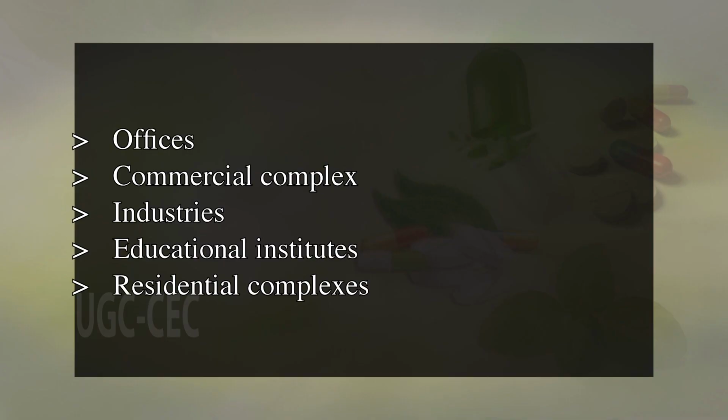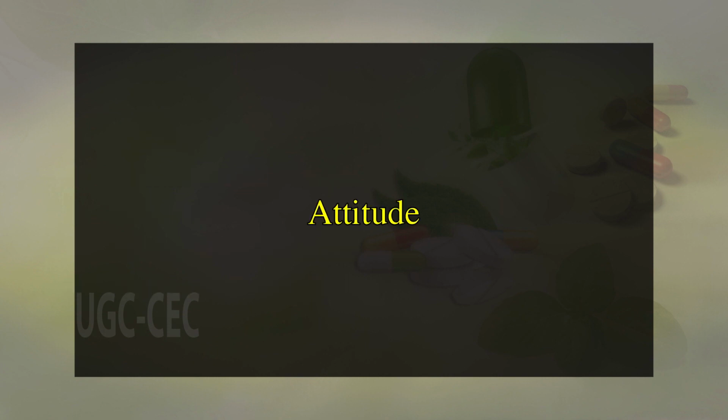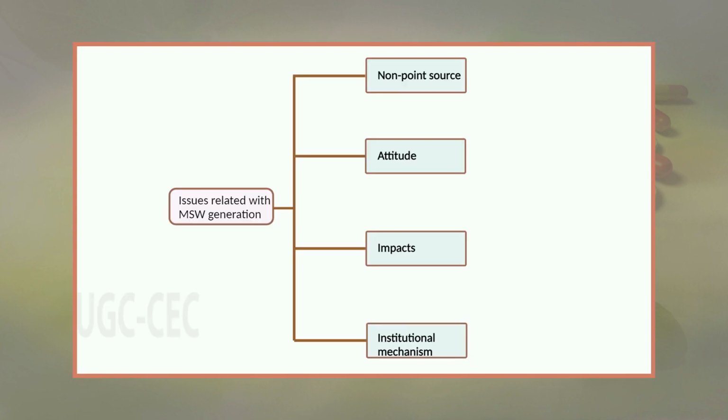Offices, commercial complexes, industries, educational institutes, and residential complexes generate overall waste in remarkable quantities. Number 2, attitude. People at large do not care about the waste and so never take the effort to dispose of it properly. Waste generation is mostly related to the attitude of society towards it. In developed countries, people are aware of how to minimize generation of waste. Limited population makes it simple for them. In developing countries, particularly with large population, things become very difficult.